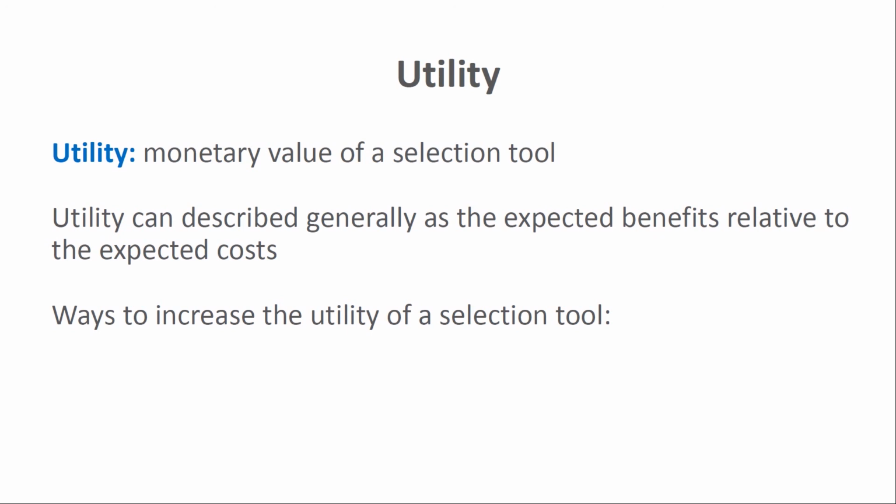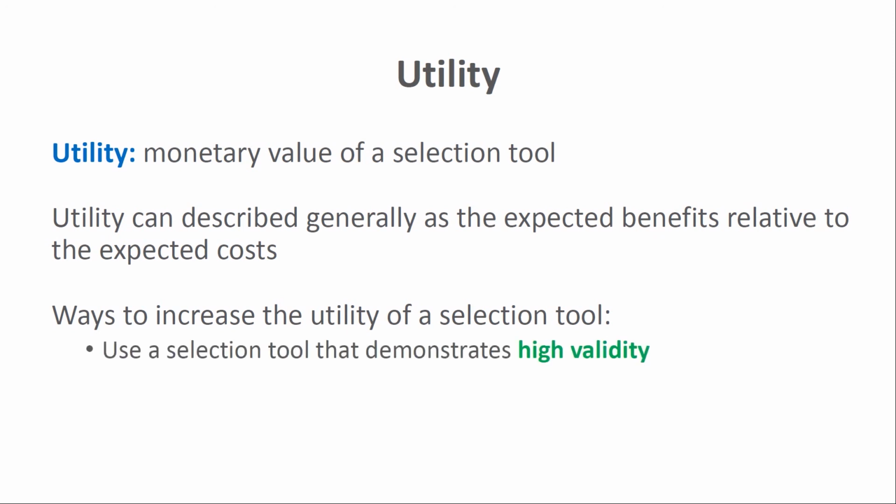There are different ways to increase the utility of a selection tool, and these are some prime examples. First, to increase the utility, or the monetary value, of a selection tool, you want to use a selection tool that demonstrates high validity. You want to make sure that it's measuring accurately whatever you are trying to measure, because presumably what you're measuring accurately should be job related if the conceptual job domain was identified using an up-to-date, rigorous job analysis. So again, high validity tends to increase the likelihood that we're going to have higher utility.